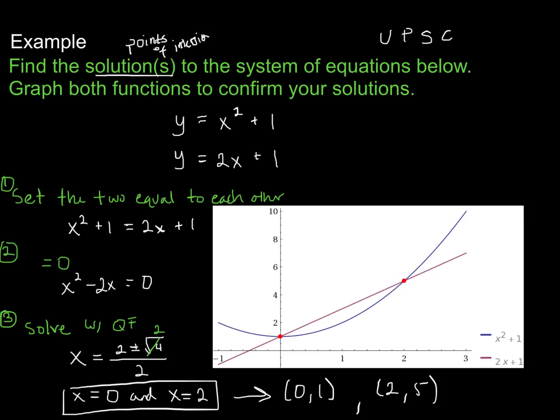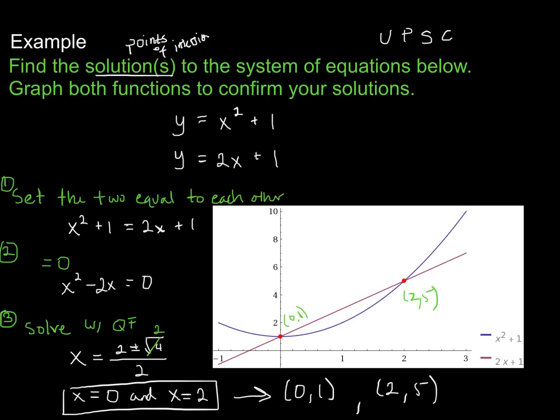Alright, here we have it. So notice the blue function is x squared plus 1, that's my quadratic, and the red function is 2x plus 1. And notice here that the 2 points at which they intersect are exactly what I found. First point, (0, 1), and the second point, (2, 5).